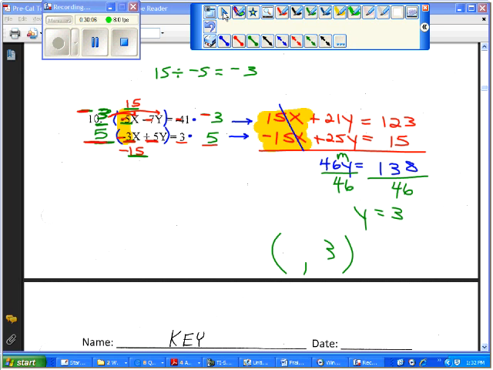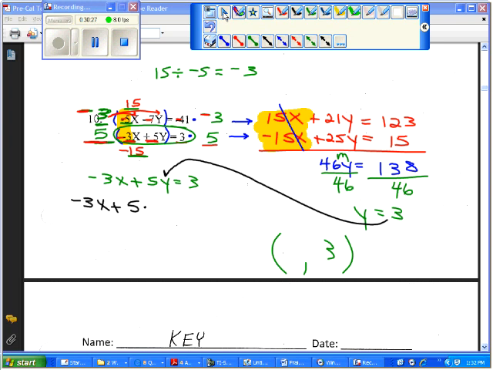We need the x. We'll take one equation. The simplest looking one of all to me is that one, so I'm going to take it: negative 3x plus 5y equal 3. It doesn't matter which one you choose. I'm going to put the y in place of y and solve for x.